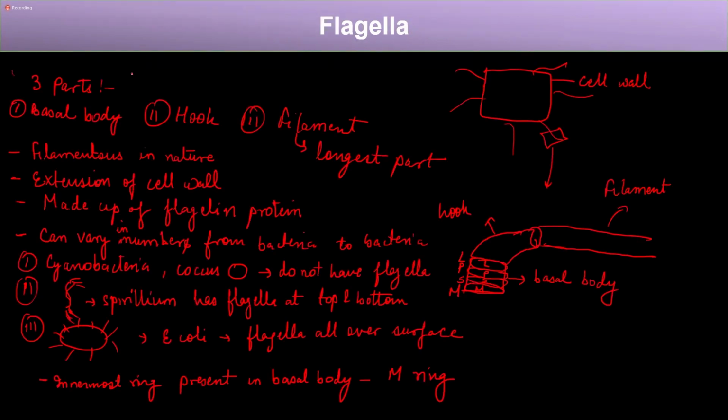Now the second structure that we'll study is fimbriae. Before moving to fimbriae and pili, we just saw that flagella is responsible for motility. But these structures, fimbriae and pili, have no role in motility. They have other functions, but they do not play any role in motility.